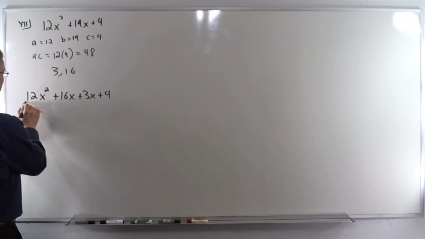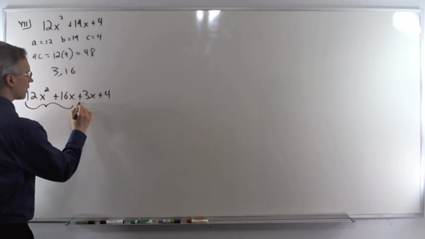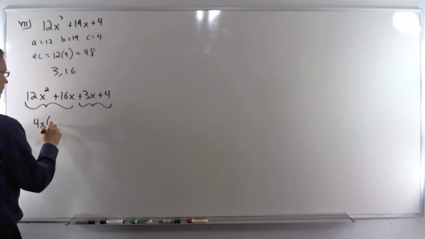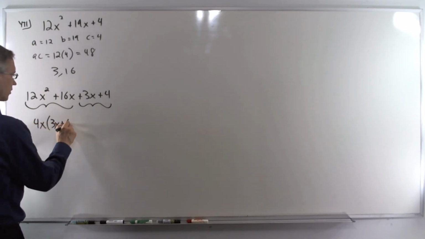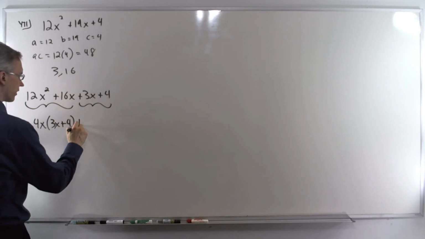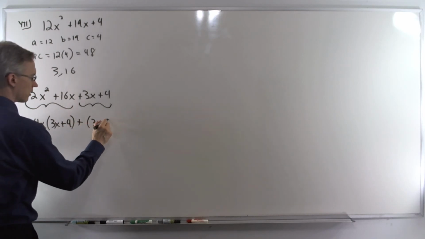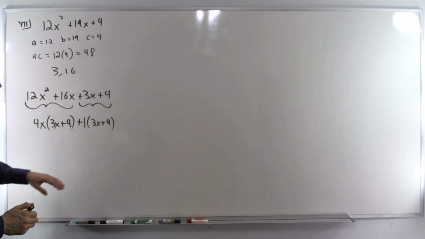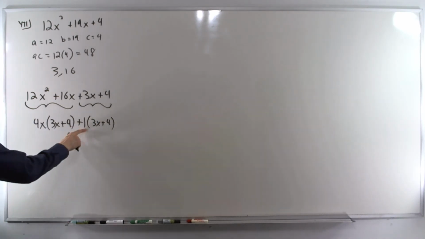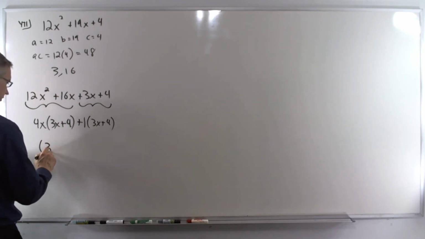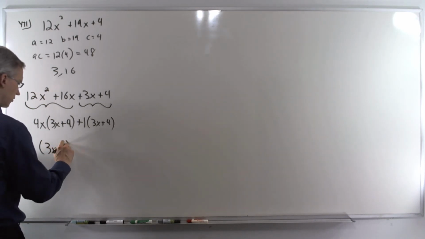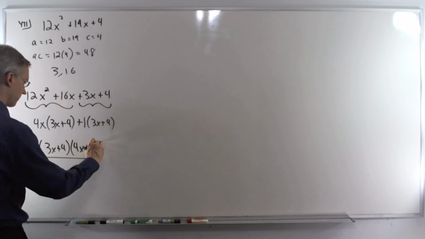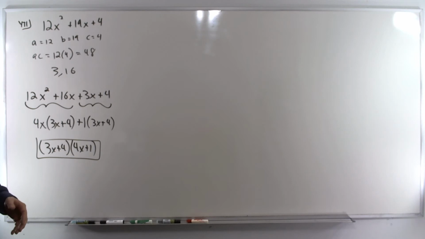All right, now I'll factor by grouping. Factor out a 4x here, and get 3x plus 4. Here, we don't need to factor out anything. But if it helps you, just write that 1 out front. But that's optional. All right, now we'll factor out 3x plus 4 and give 4x plus 1. All right, so there's the grouping method.